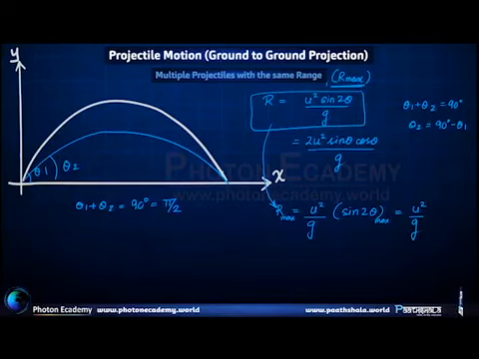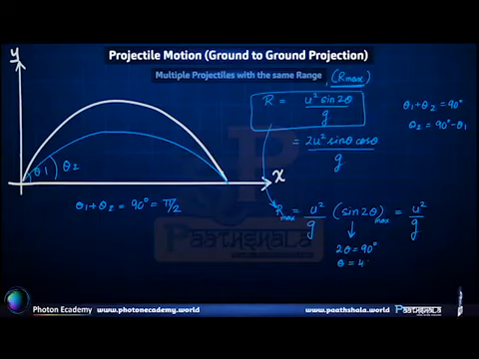And when is sin 2 theta maximum? When 2 theta is equal to 90 degree, or theta is equal to 45 degree. So this happens when 2 theta is equal to 90 degree, and the maximum value of sin 2 theta is 1. That's why range maximum is u square upon g. So theta becomes equal to 45 degree.